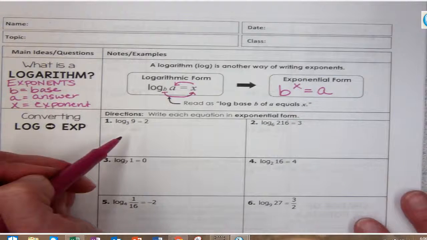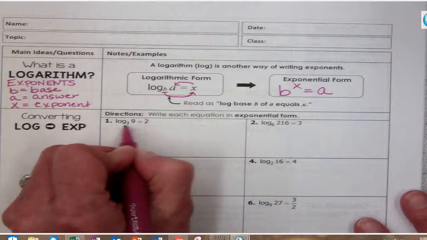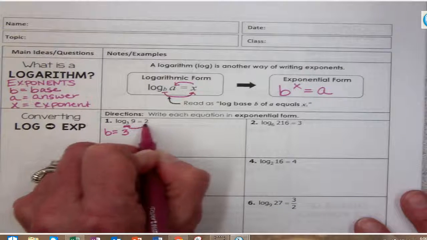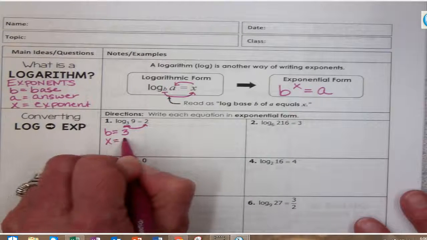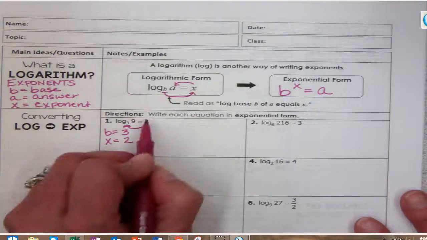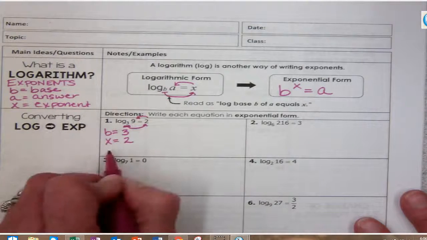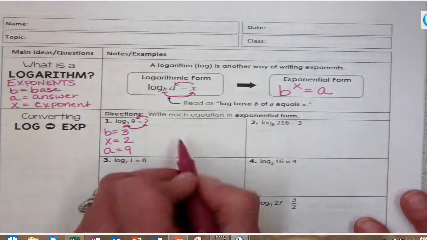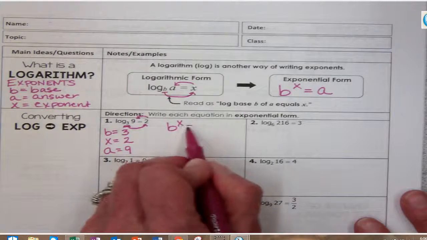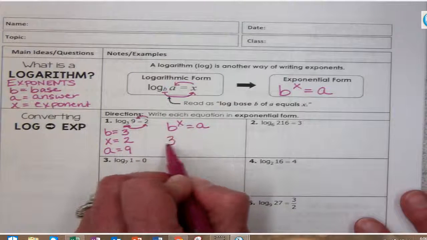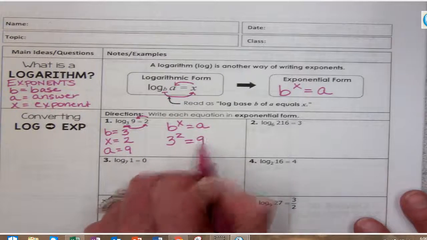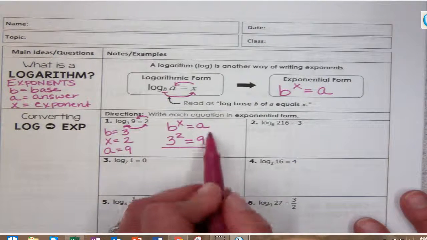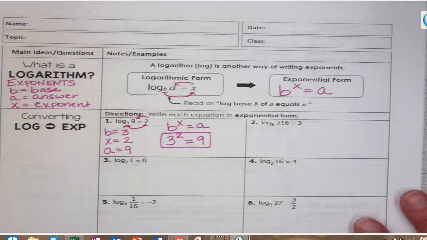So we've got log base 3, my x is 2, my exponent is 2, and the answer is 9. If I were to rewrite that, b to the x equals a, 3 raised to the second power equals 9, and we know that that's true. 3 squared equals 9. So here is how you would rewrite this in exponential form.